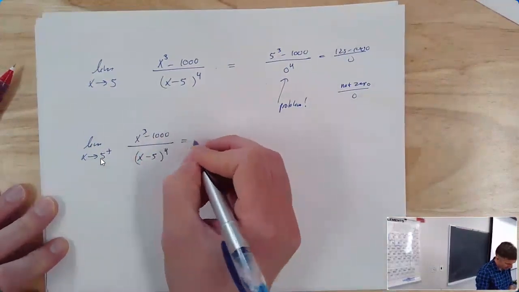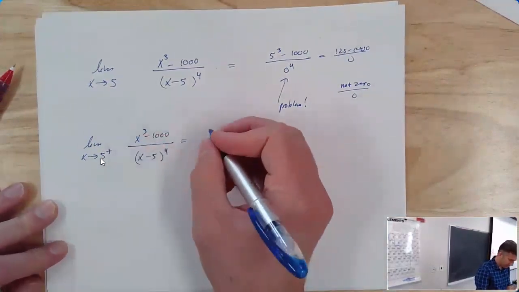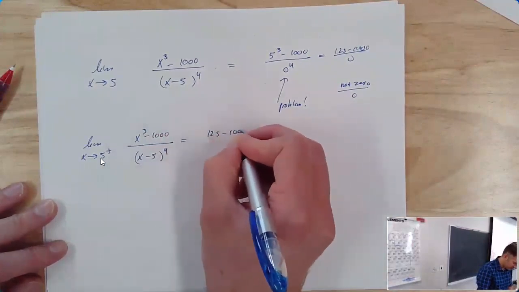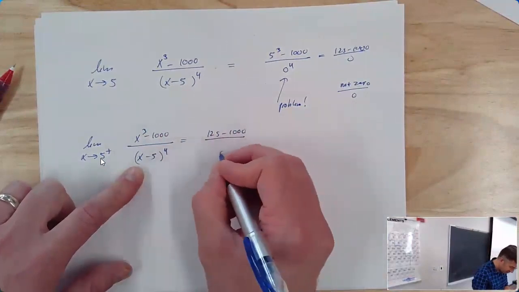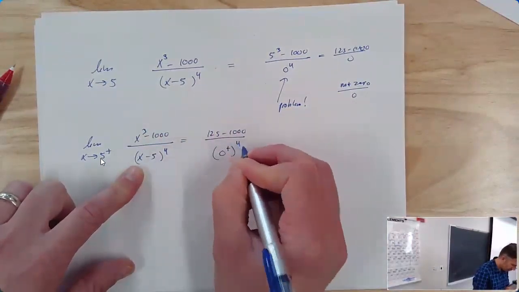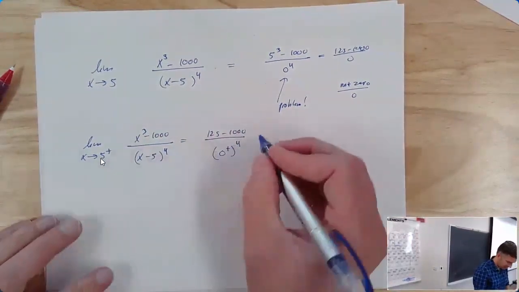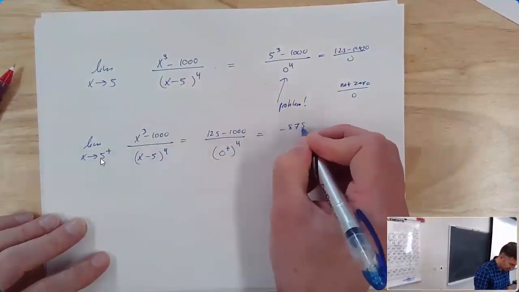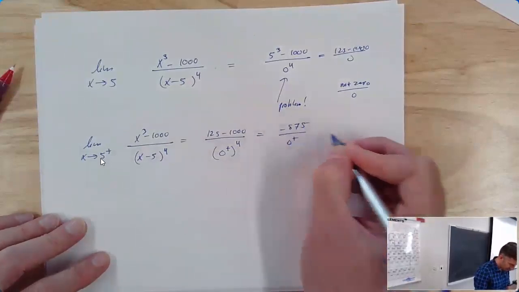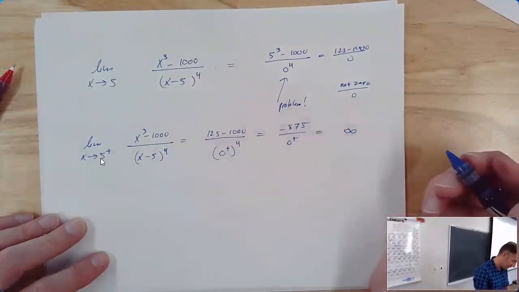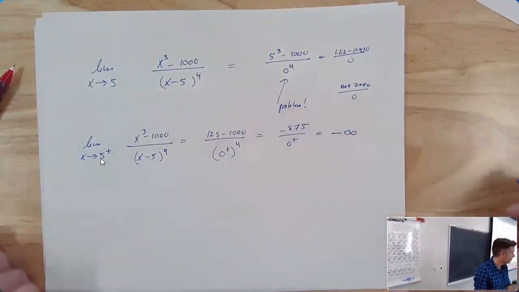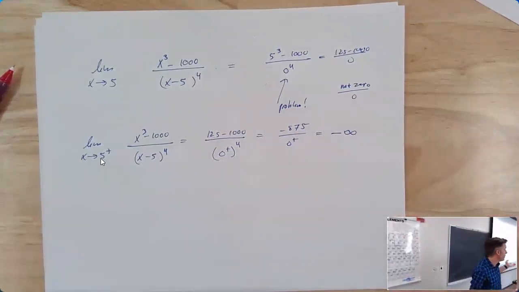So if I plug in 5 from the right, my numerator is 125 minus 1,000. And my denominator is a number that is slightly positive and then raised to the fourth power. So I end up with negative 875 over a very slightly positive number, which is overall negative infinity. Really, you're just looking for the sign, right?